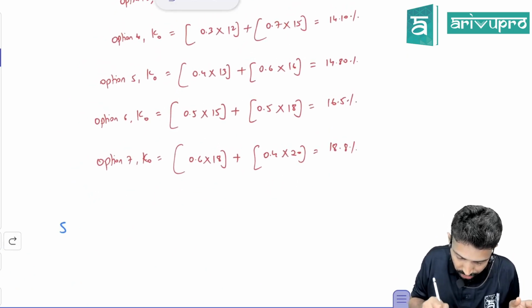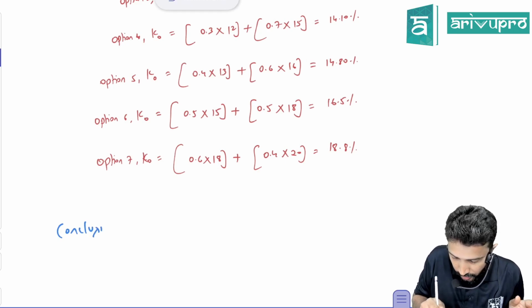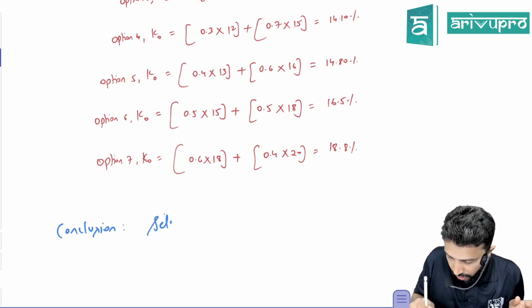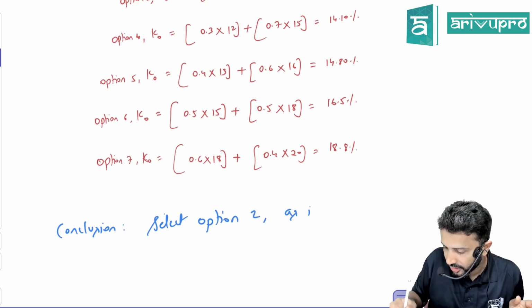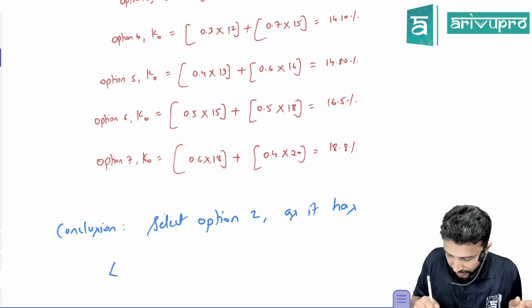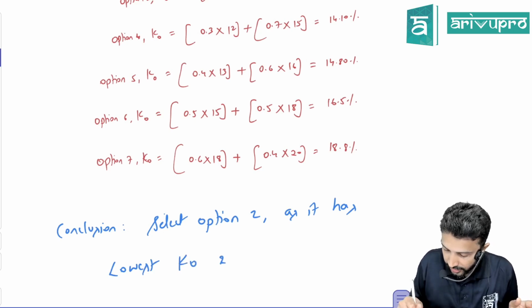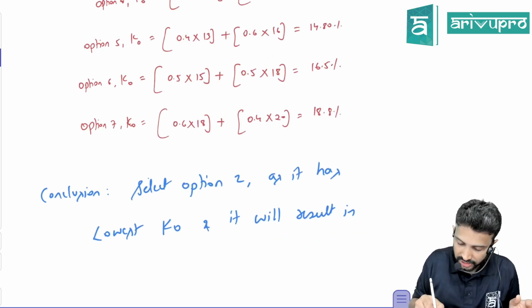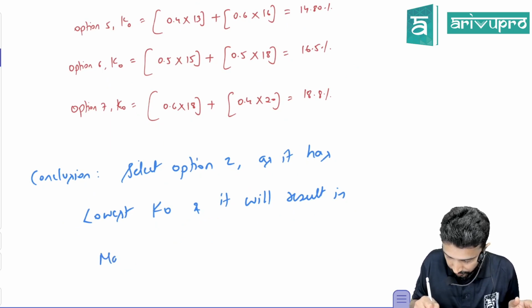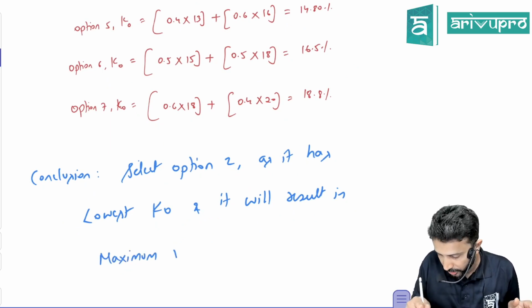Therefore, what is that? Final remarks. Conclusion is what? Select option 2 as it has the lowest KO and it will result in maximum value. Can I say maximum value of the firm?